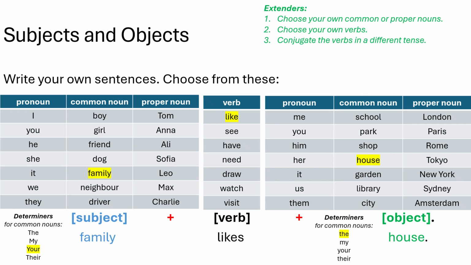Here is the final example. Your family likes the house. Now it is your turn. Write a subject plus verb plus object sentence. Try the extender if you feel confident.